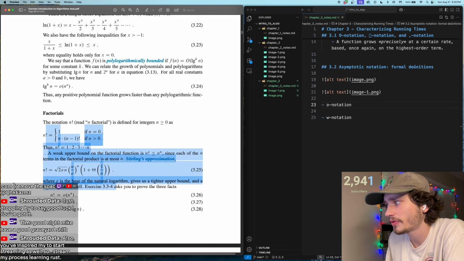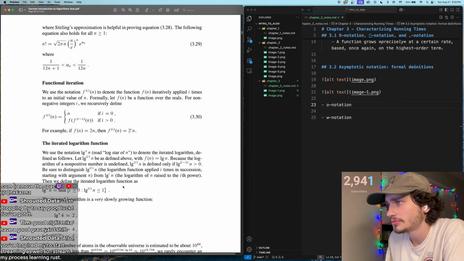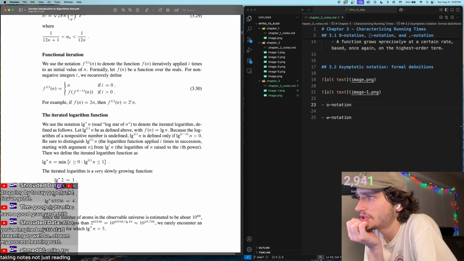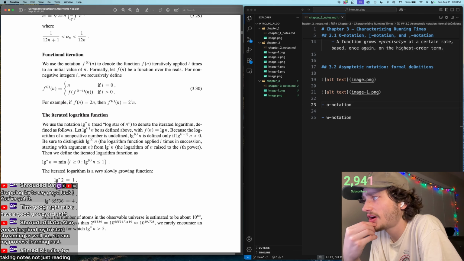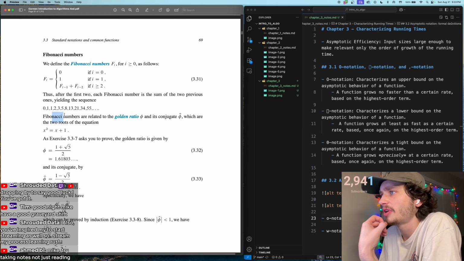Factorials, this is just going over what factorials are. Functional iteration: we use the notation f to the i of n to denote the function f of n iteratively applied i times to an initial value of n. Formally, let f of n be a function over the reals. Just getting into some mathematical notation. Iterated logarithm function. We use the notation log star of n to denote the iterated logarithm. And then they talk about the Fibonacci numbers here.